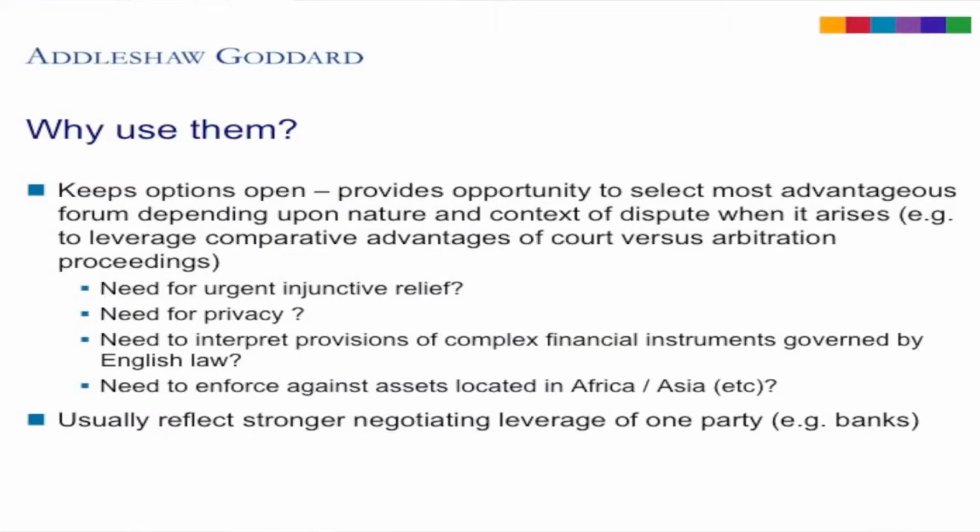Well, they're used because they keep options open. The most advantageous forum for determining a dispute often varies depending upon the nature of the dispute, but you won't know what the nature of the dispute is until it has arisen. So asymmetric clauses aim to give one party options, keep its options open, and it can have its cake and eat it. Let me give you a couple of examples of that.